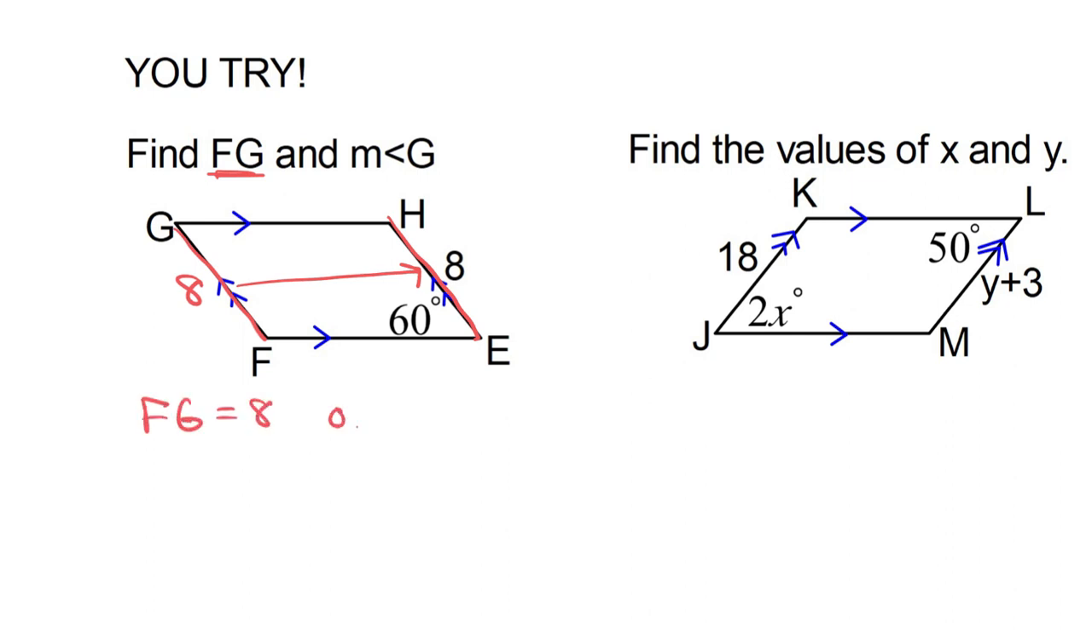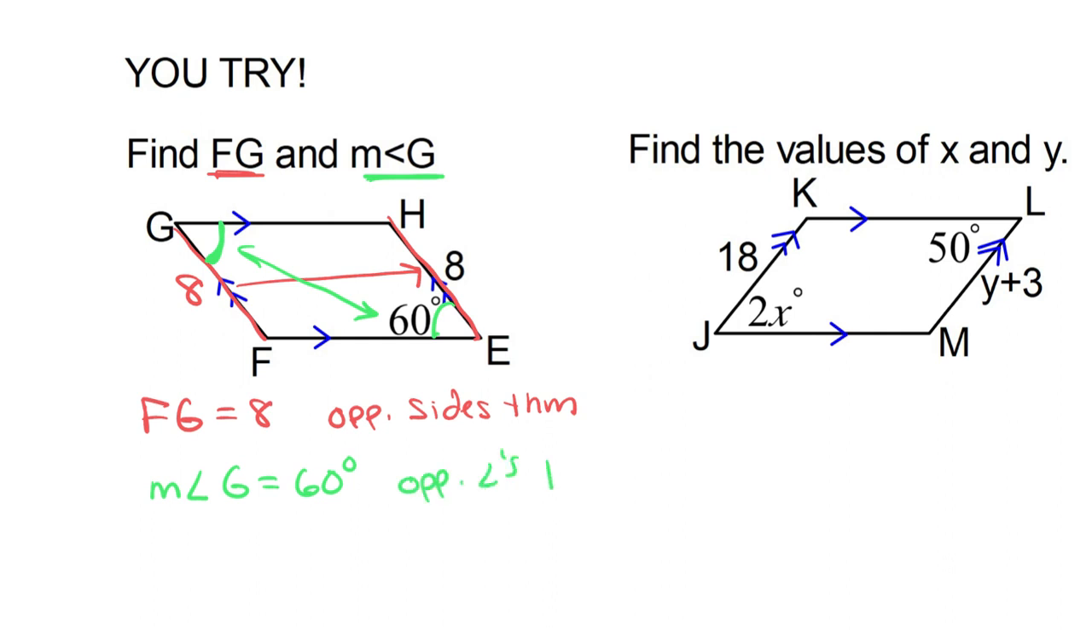That is using the opposite sides theorem. Likewise, we wanted to find the measurement of angle G. Since G happens to be opposite, or diagonal, of angle E, which is 60 degrees, the measurement of angle G is also 60 degrees. And that is the opposite angles theorem.